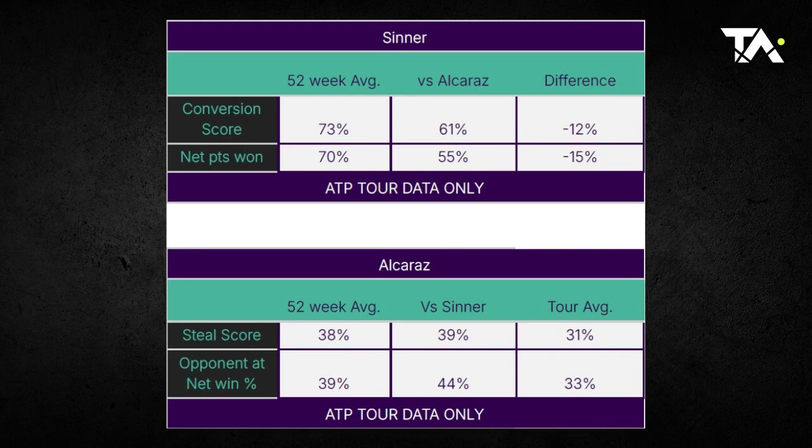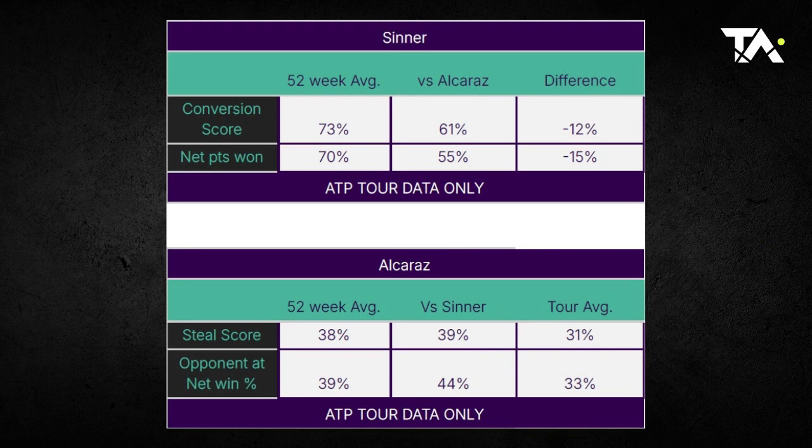I'll put some numbers up on the screen for you to have a look at, and these are my takeaways. Sinner leads the ATP Tour in conversion score. In other words, he's the most clinical attacker on tour, winning 73.4% of points. The tour average is 69%. Alcaraz leads the ATP Tour in steal score with a score of 38.2, and the tour average is 31%.